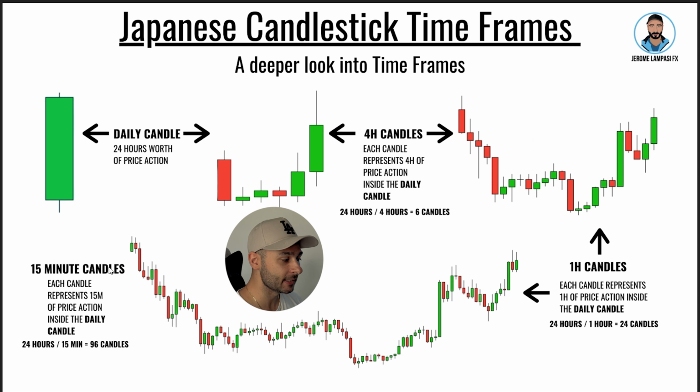And then you can see the 15-minute candles. Each candle represents 15 minutes of price action inside this daily bar. So once again, 24 hours divided by 15 minutes equals 96 candles. All these candles are just breaking down into this daily bar. So we are just dropping down time frames and we're getting a bigger picture. We're getting more information so we know where we can enter, if we can get a tighter stop loss, get tighter entries, and make better trading decisions.